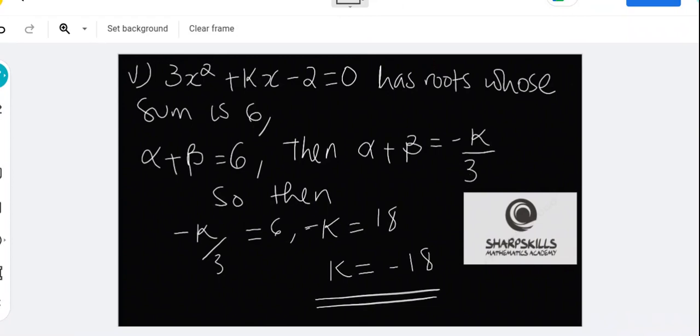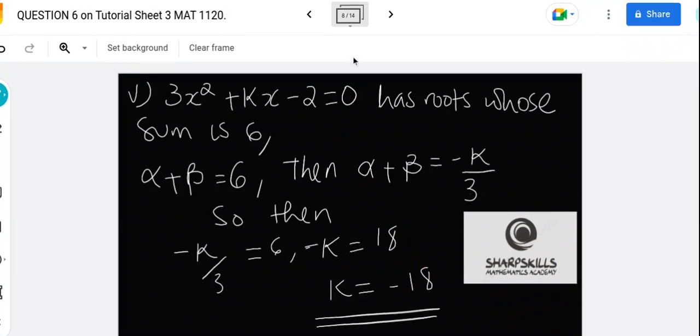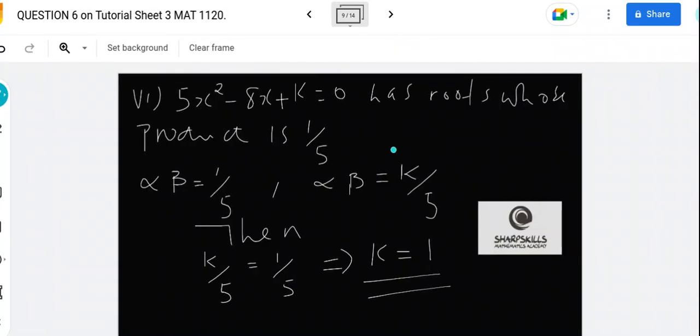Now for this one, you're told 3x squared plus kx minus 2 has roots whose sum is 6. Meaning when you add those two roots, the sum is 6. So now you want to find the value of k. The sum of roots is given by negative b over a. In this case, we are going to have negative k divided by 3, and you're going to equate it to the sum you've been told, which is 6. So solving for k, k is simply equal to negative 18. That is what you're going to find.